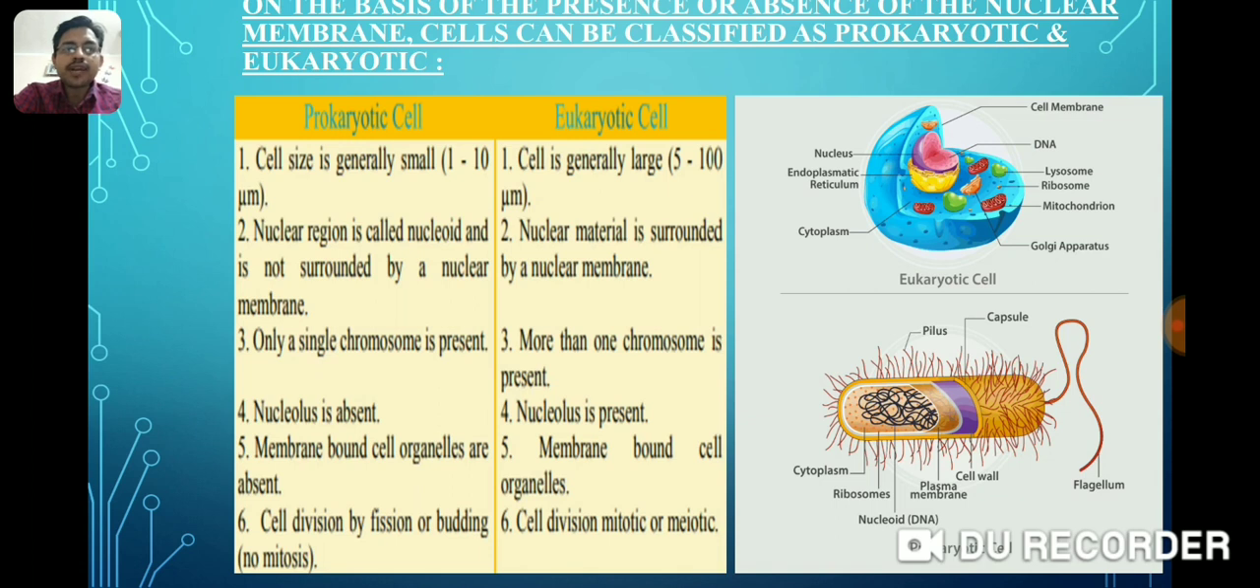On the right side of your screen, you can see the structure of a eukaryotic cell and a prokaryotic cell. Prokaryotic cell can be observed in bacteria. Eukaryotic cells are present in our body and in plants.